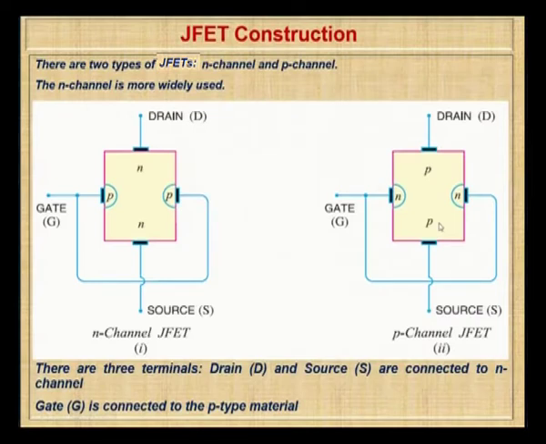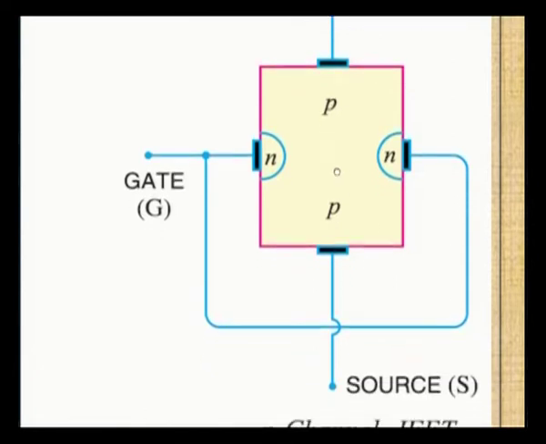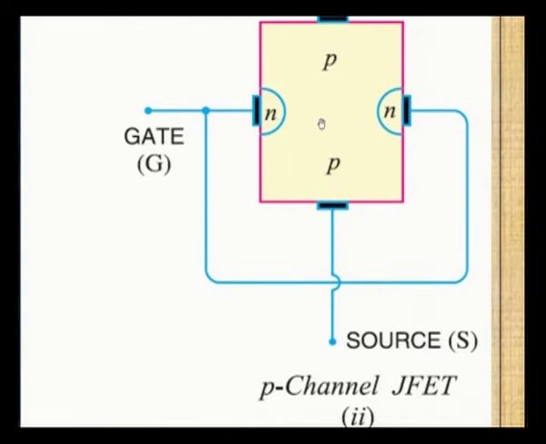When it comes to the P channel JFET, we observe a P type material as a bar in the center and N type material at the sides, forming 2 PN junctions at the sides. And again the gate is internally shorted. This is the drain terminal, this is the source terminal. This is the difference between P channel and N channel JFET.